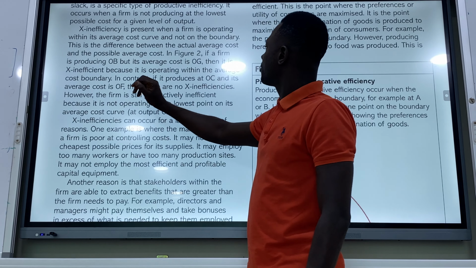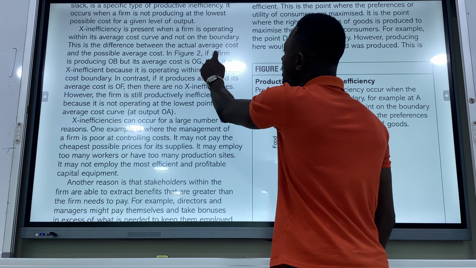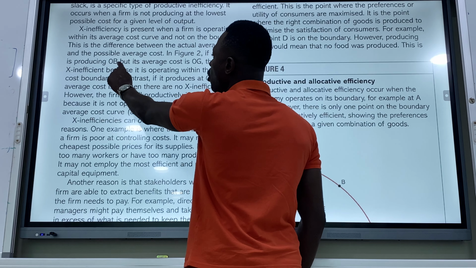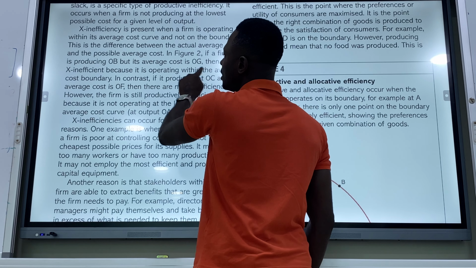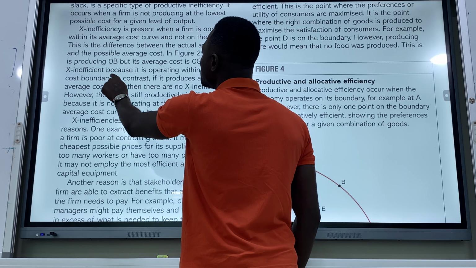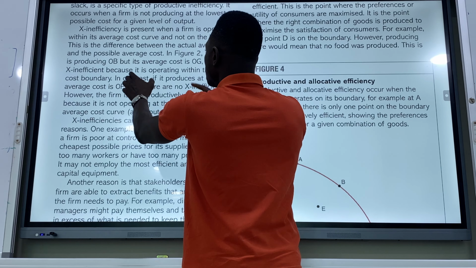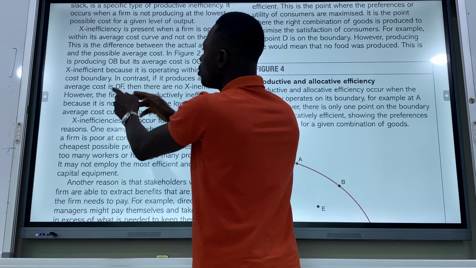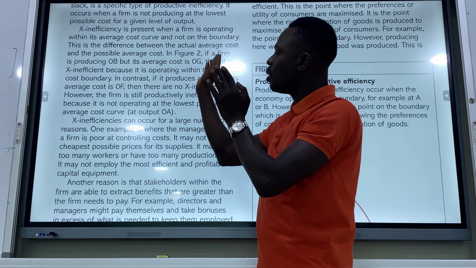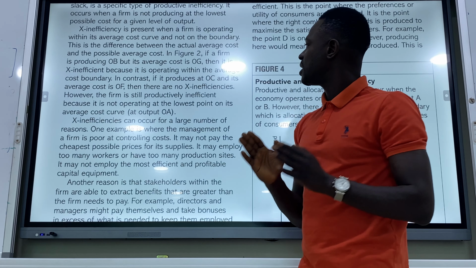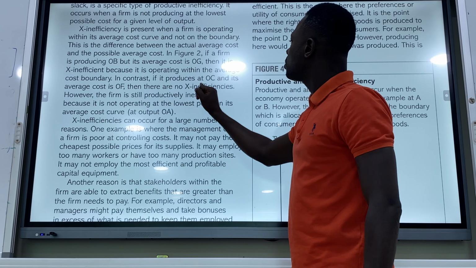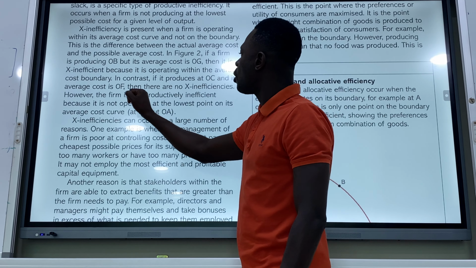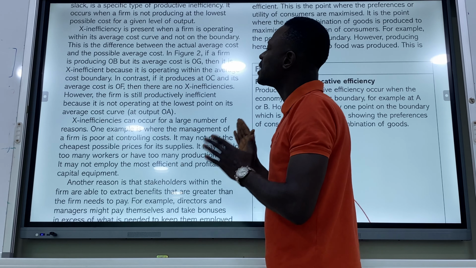So the next sentence: if a firm is producing OB, but its average cost is OG, then it is X-inefficient because it is operating within the average cost boundary, which I explained the other time. OB, OG represents X-inefficiency. In contrast, if it produces at OC and its average cost is OF, then there is no X-inefficiency.